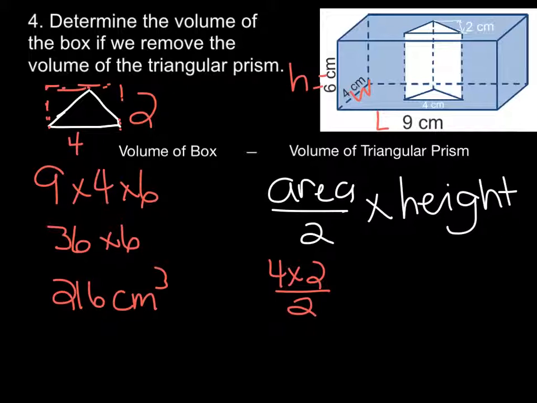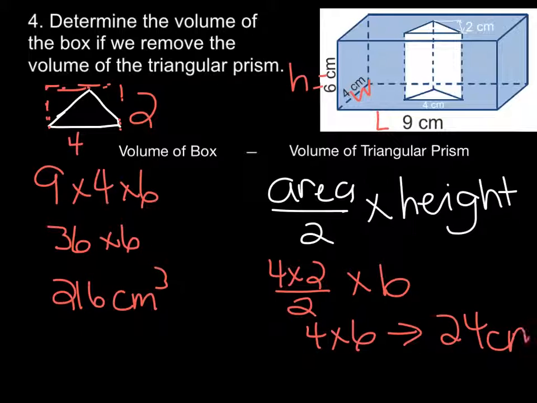And what's the height of that prism? Yeah, we have to look over here. It's the same height as the box. So this part equals this part. So the height of that triangle is also 6. So we're going to multiply it by 6. Okay, what's 4 times 2? Yep, 8. So 8 divided by 2, right? So 4 times 2 is 8. 8 divided by 2 is 4. So we've got 4 times 6, which is 24 centimeters cubed.